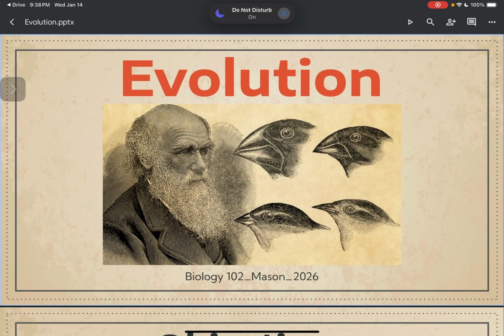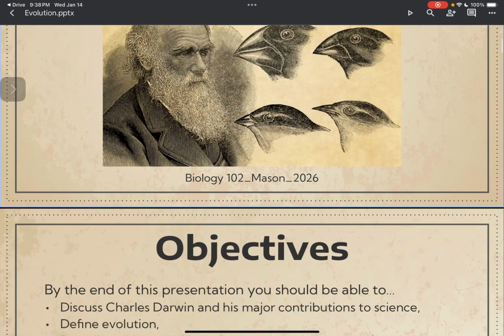Hello everybody, so we are going to get a head start on bio this semester, starting with our slideshow on evolution. I hope you recognize the person in this photo and the birds on the right-hand side, and if you don't, this is Mr. Darwin and his theory of evolution regarding the Galapagos finches.